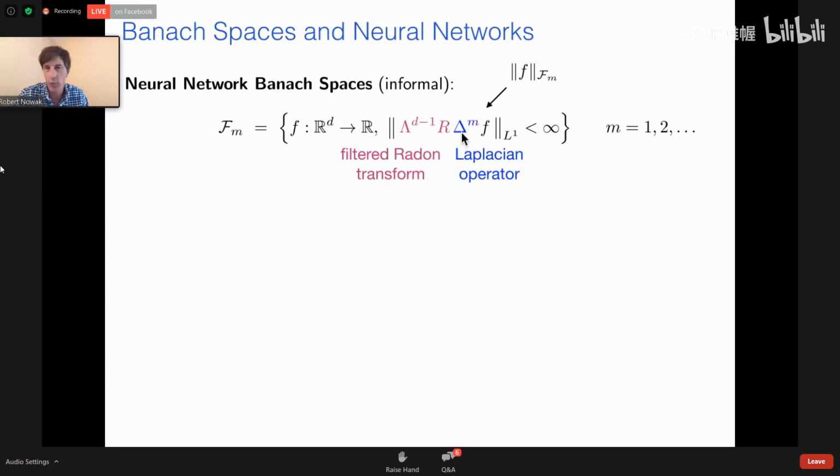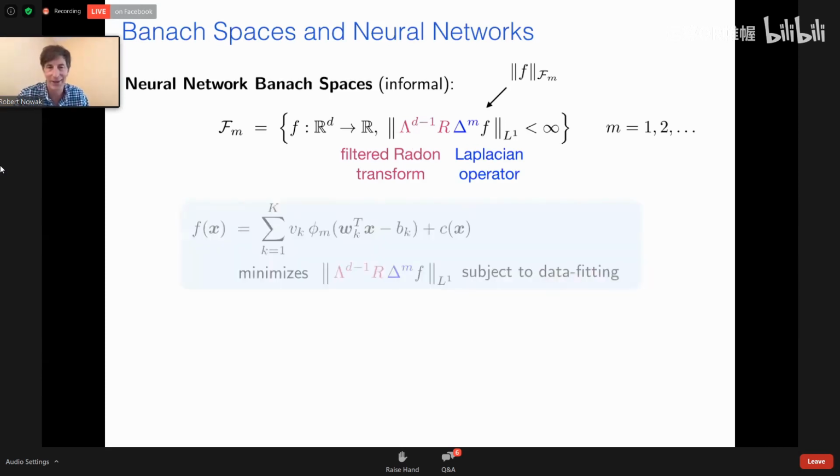Smoothness being measured by taking derivatives is very natural and standard. Why we look in the Radon domain is not so obvious, and I'll explain that as we go. But first of all, I just want to tell you what the result basically says. It says that neural networks of this form are the solutions to fitting data and minimizing this Banach space norm that I just told you about above.